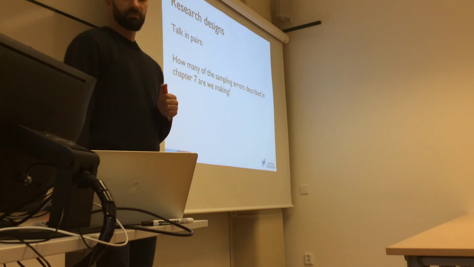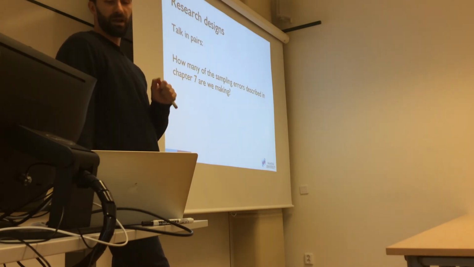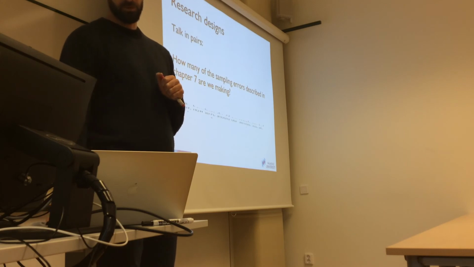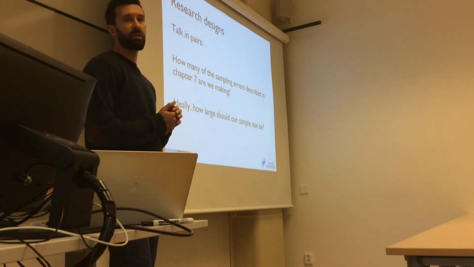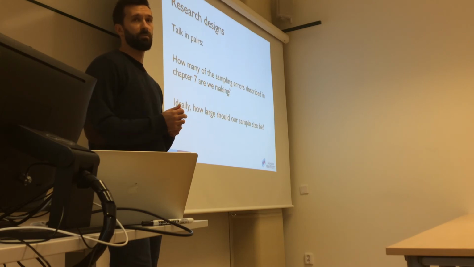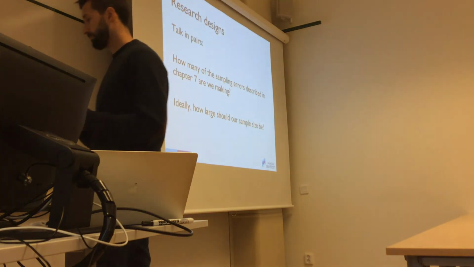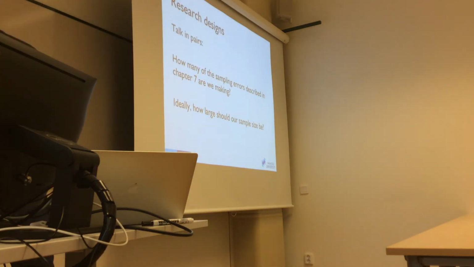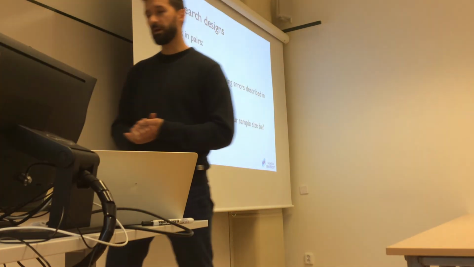In chapter 7, there are some sampling errors described. So go through those and discuss how many of the sampling errors we are making in this qualitative study. Also, I would like you guys to discuss ideally how large the sample size for your particular study should be. And I'll give you a hint, it's probably more than one. Yeah? Questions? All right, get going.